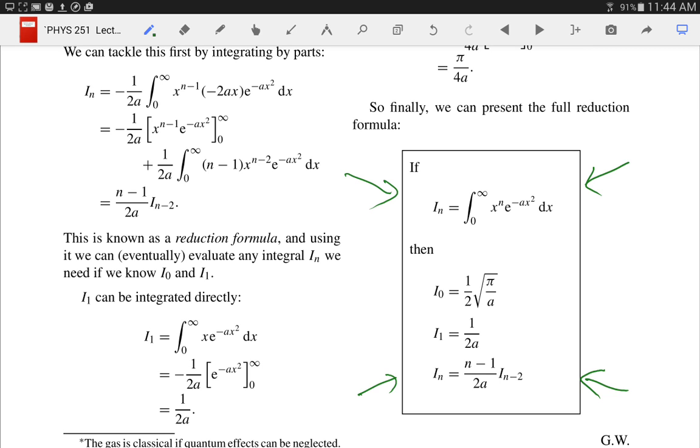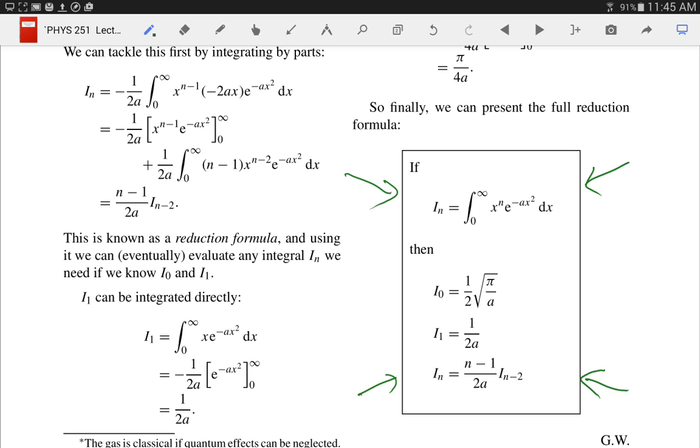If I have an integral equal to the integral of x raised to the nth power times e to the minus some constant times x squared, going from 0 to infinity, then if n is equal to 0, my answer is 1/2 square root of pi over a. If n is equal to 1, it's 1 over 2a. If n is anything above 1, then I have a recursive formula that says it's equal to n minus 1 over 2a times the integral result from 2 less.